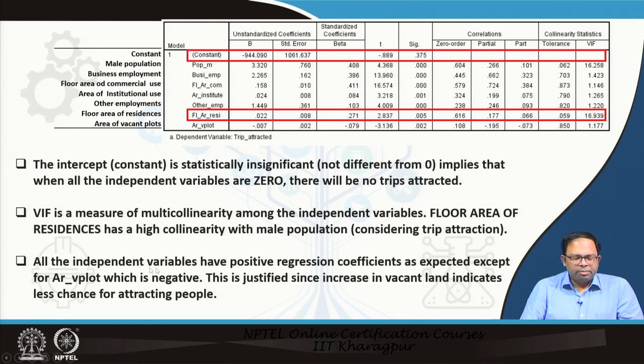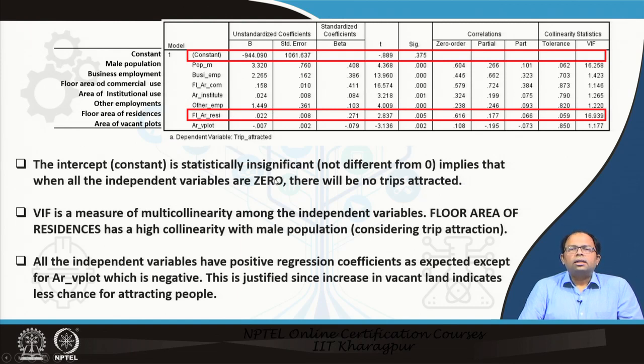And finally, all independent variables have positive regression coefficients as expected, except for AR-V plot, which is negative. Now, why is it negative? Because empty floor plot area actually indicates that there is a lesser number of trips to be attracted, which is justified, because vacant land means that the total trips attracted to this zone will be less than it would have been if it were filled. So, that is why this AR-V plot has a negative sign.